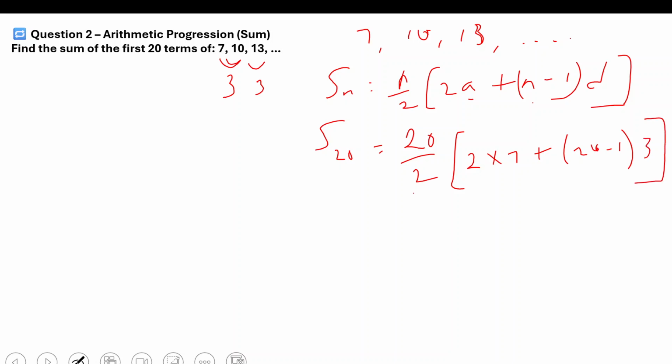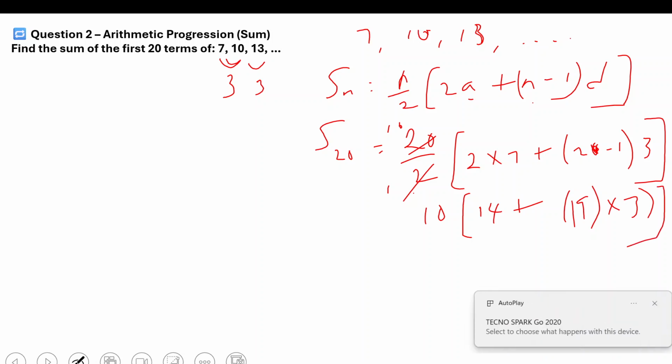So 20 over 2 gives 10, and 10 is outside. Then 2 times 7 is 14. 14 plus, then 20 minus 1 here is 19. That's 19, then times 3. At this point, we'll do 19 times 3, then plus 14, and multiply by 10.